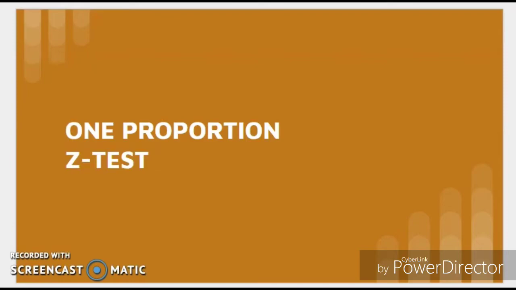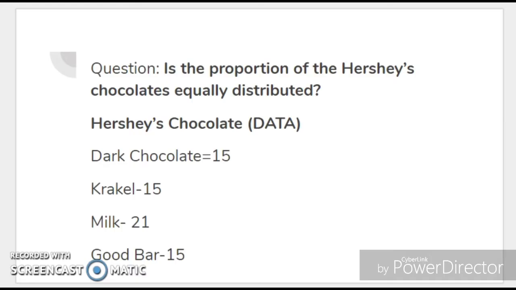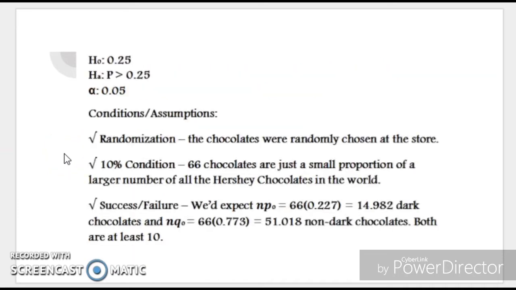So now let's proceed to the one-proportion z-test. The question is: are the proportions of the Hershey's chocolates equally distributed? So this is my data, and the null hypothesis is p equals 0.25, and the alternative hypothesis is that p is greater than 0.25, and the alpha level is set to 0.05. And these are the conditions. The chocolates were randomly chosen at the store, and 66 chocolates are just a small proportion of a larger number of all the Hershey chocolates in the world.